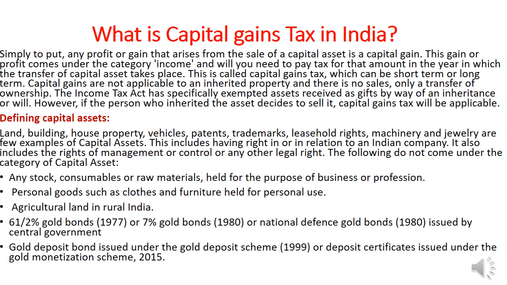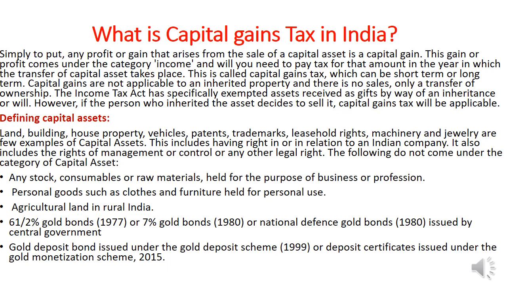Obviously, if somebody has a house to rent, and he is getting rent on a monthly basis, then that is his income. And you will need to pay tax for that amount in the year in which the transfer of the capital asset takes place. If there is a transfer of that asset, then he has to pay the tax for that kind of capital asset. This is called capital gains tax, which can be short term or long term. So for the capital asset on which you are getting rent or some other income, that kind of tax is called capital gains tax. This tax can be a short-term or long-term capital gains tax.